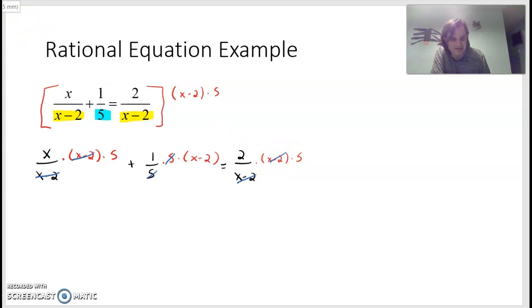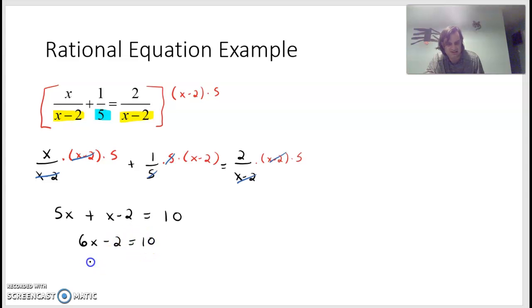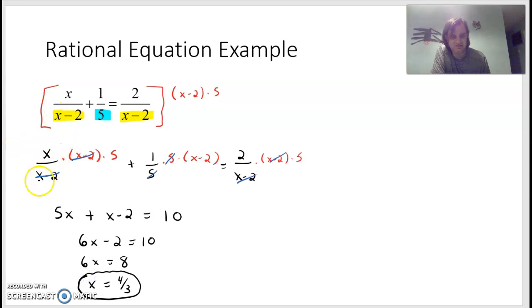So let's see what's left here. In the first one I have 5 times x, in the next one I have 1 times x minus 2, and in the last one I have 2 times 5, which would be 10. So I have a simple linear equation here. If I collect like terms, 6x minus 2 equals 10. Bring the 2 over, 6x equals 8, and then x equals 8/6 or 4/3. So we started off by multiplying through to get rid of the fractions, and then we really like the equation when the fractions are gone.